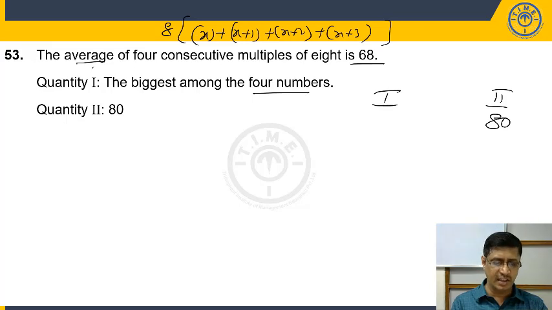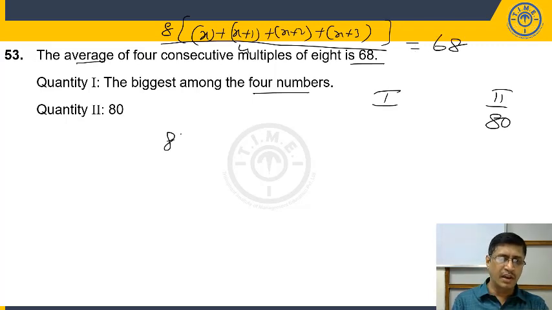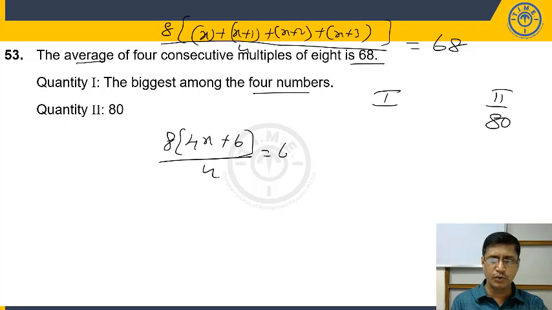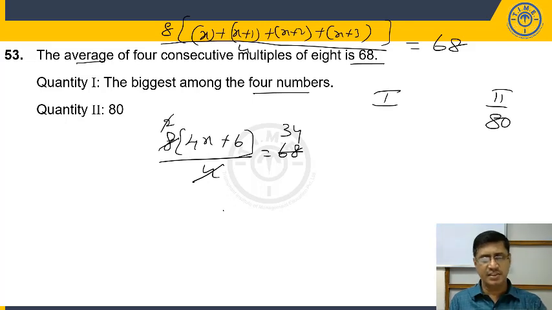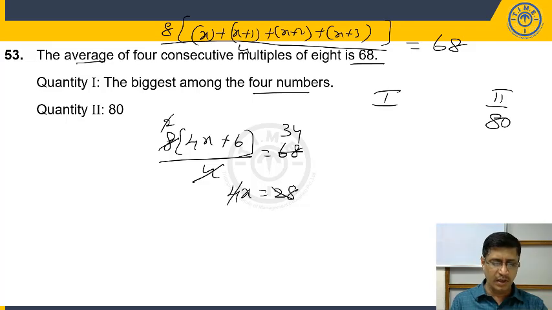The average means the sum of all these numbers divided by 4 is equal to 68. So 8 times (4x plus 6) divided by 4 is equal to 68. Now in the cancellation, 4 goes into 8 exactly 2 times. Now what about the 2? 2 goes into 68, 34 times. The value of 4x is equal to 28, which means x is equal to 7.